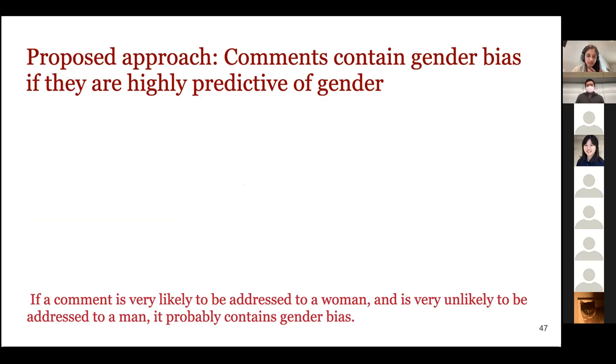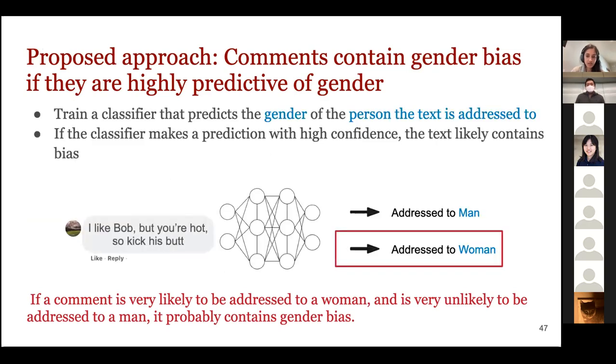So if we have a comment that's very likely to be addressed towards a woman, and it's something that's very unlikely to be addressed towards a man, then we can say it probably contains some component of gender bias. And based on this intuition, we can train a classifier to predict the gender of the person that a comment is addressed towards. And if the classifier makes a prediction with high confidence, then we say the content is likely to contain gender bias.